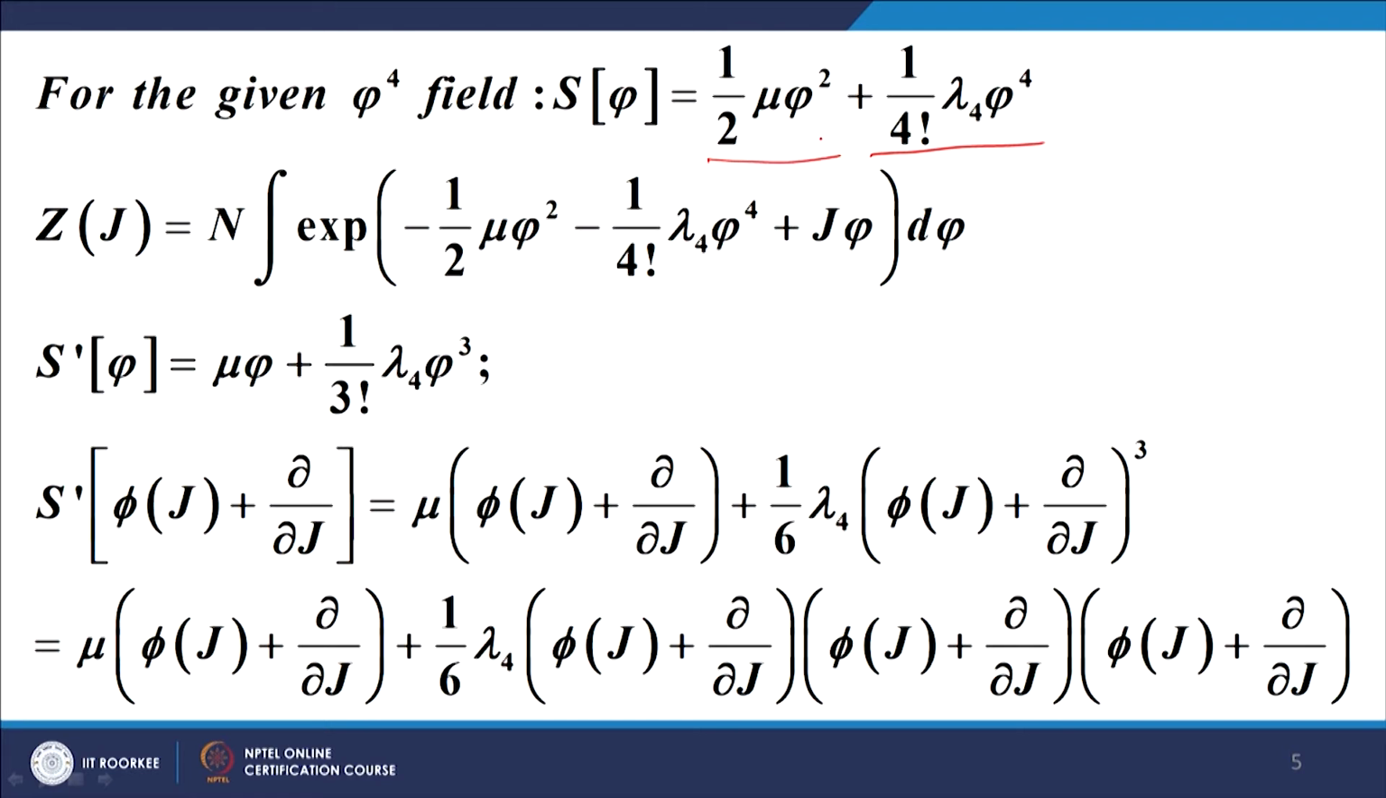The first term is the free field term, and the second is the interaction term. Now, we get S dash of phi is equal to this expression: mu phi plus 1 by 3 factorial lambda 4 phi cubed. And therefore, S dash of phi plus j, where phi is the field function, plus d by dj comes out to be this whole expression on the right hand side.